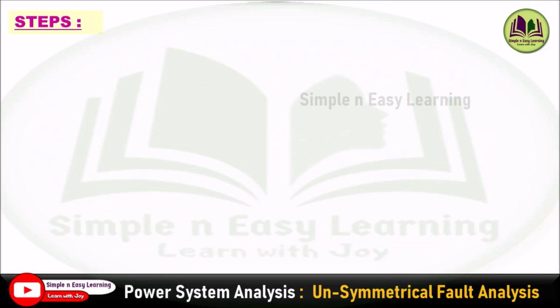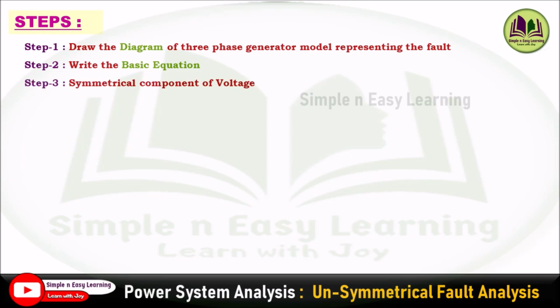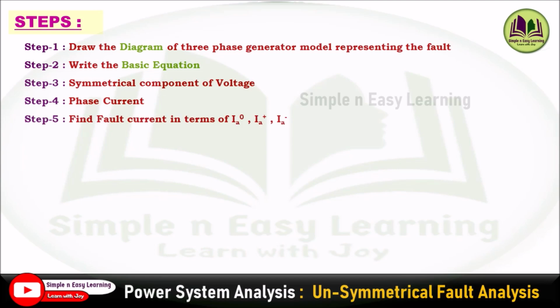Now we are going to see the steps to analyze the double line to ground fault in the power system. Step 1, draw the diagram of the three-phase generator model representing the fault. Step 2, write the basic equation. Step 3, consider symmetrical component of voltage. Step 4, consider phase current. Step 5, find fault current IF in terms of the sequence currents IA0, IA plus and IA minus. And step 6, find the voltage VB in terms of IA0.